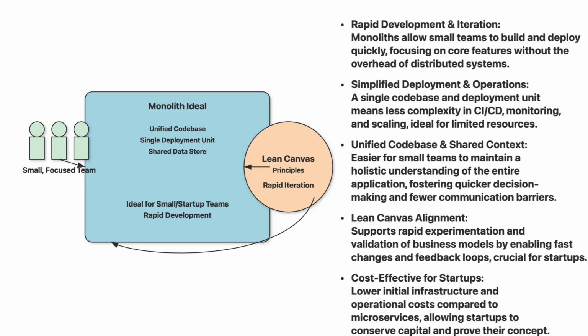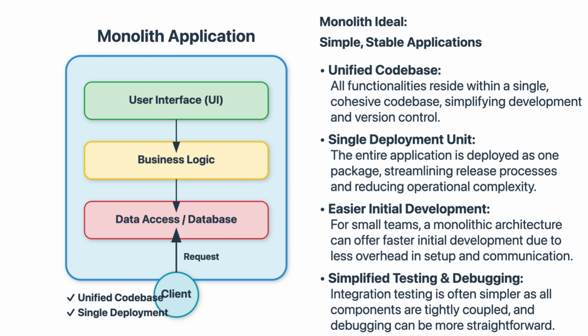In conclusion, there's no universal best architecture. The choice is an art, not a science, requiring a deep understanding of your specific context, future aspirations, and your current capabilities. For most projects, especially in their early stages, a well-designed modular monolith is the safest and most productive starting point. It allows teams to focus on delivering business value and understanding the domain.